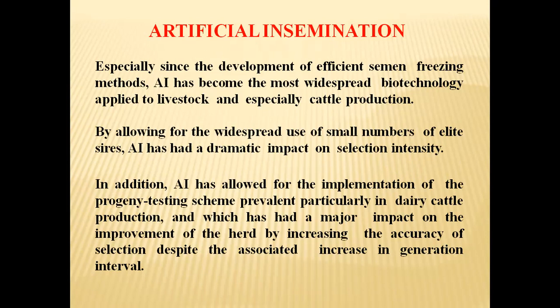In addition to this, artificial insemination has allowed for the implementation of the progeny testing scheme, prevalent particularly in dairy cattle production. Before the dairy cattle are produced, progeny testing will be done, and this progeny testing is made possible with the help of artificial insemination. This method has a major impact on the improvement of the herd by increasing the accuracy of selection, despite the associated increase in generation interval. So artificial insemination also increases the generation interval, and apart from that, it also helps in increasing the accuracy of selection qualities or selection traits.